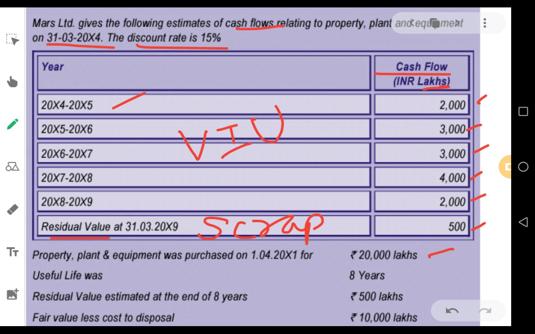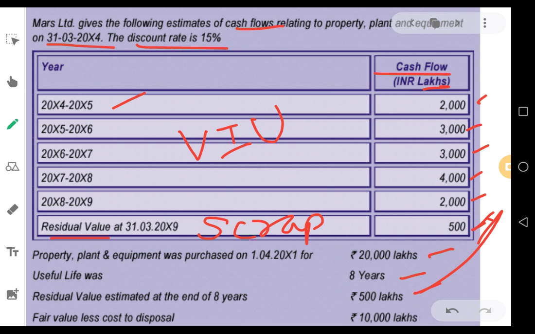Then useful life of the asset is 8 years. That is used for calculation of depreciation. Then residual value estimated at the end of 8 years is 500 lakhs. So residual value given here and here are both the same. At the end of the life of the asset, at the end of 8 years, you have 500 lakhs residual value.